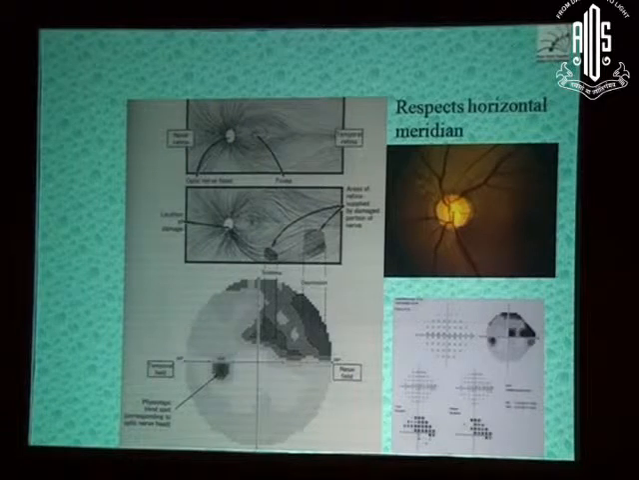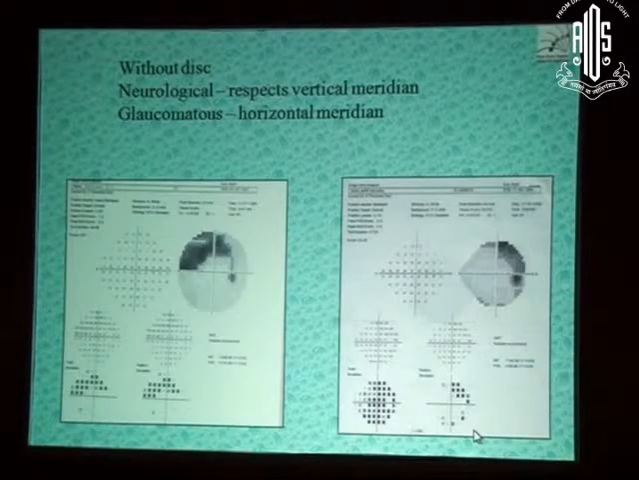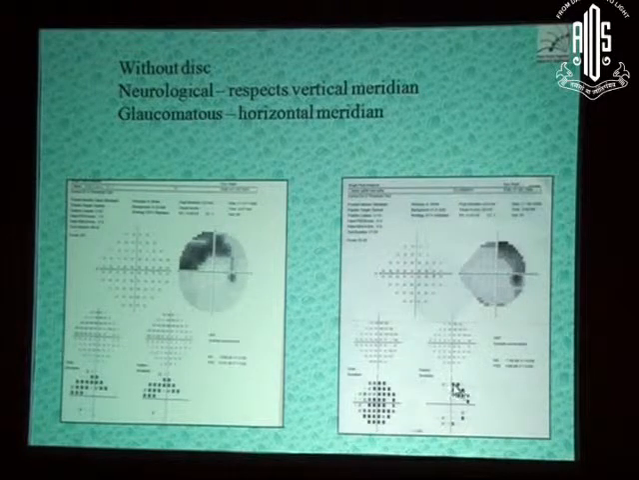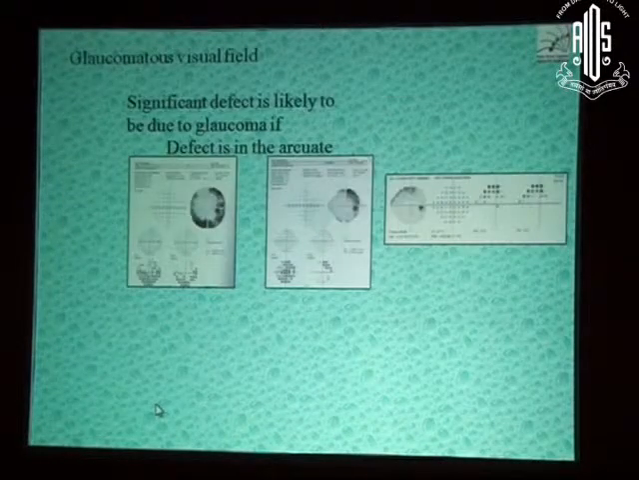In glaucoma, the visual field defect respects the horizontal meridian. As I told you before, if there is an inferior nerve fiber layer defect without any defect in the superior, it will always respect the horizontal meridian. As opposed to this, the neurological field defect respects the vertical meridian, instead of the glaucomatous field defect, which respects the horizontal meridian.